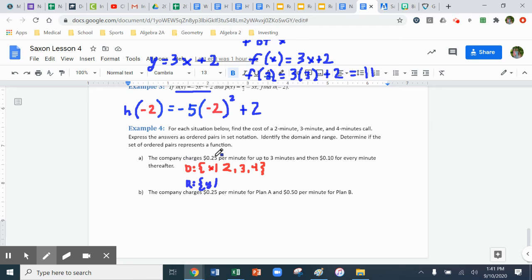So the company charges 25 cents per minute for 3 minutes and then 10 cents for every minute thereafter. So the longer you're on, then it gets a little cheaper. So 2 minutes will be charged that 25 cents for each minute. So that's going to be a 50-cent call. A 3 minute still is going to cost the 25 cents per minute. So that's a 75-cent call. And a 4 minute, since the first 3 minutes cost 75 cents, then 10 cents after that, that's going to be an 85-cent call.